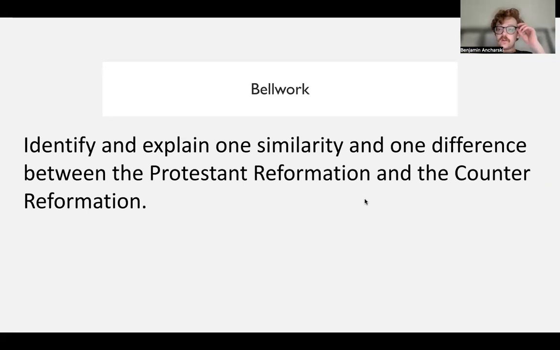Anyway, this is Unit 3 still. Welcome back to AP World History. This is Unit 3, Chapter 2, The Scientific Revolution. So we're going to pay attention to an event in European history known as the Scientific Revolution. We're going to define what that means in just a second, but your bell work on the screen: identify and explain one similarity and one difference between the Protestant and Counter or Catholic Reformation.